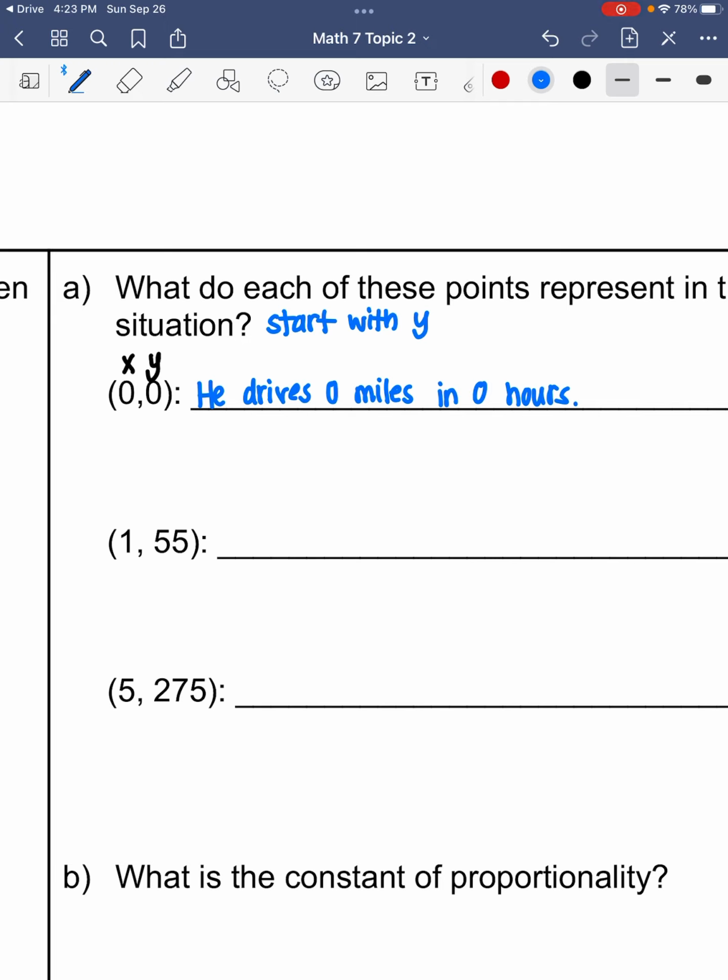Okay, let's look at the next one. Remember, it's written as x first, y second. Okay, so keeping that in mind, I like to start with my y. So he drives 55 miles.